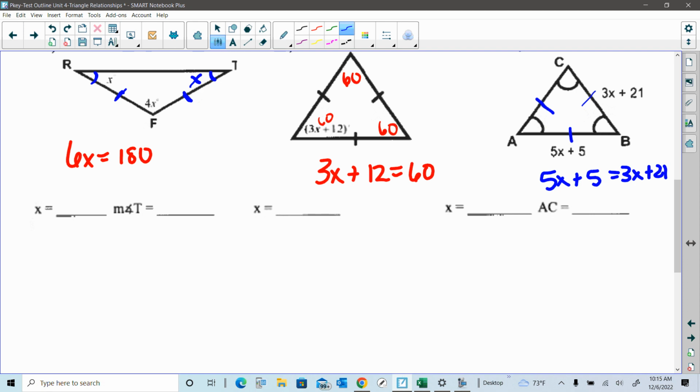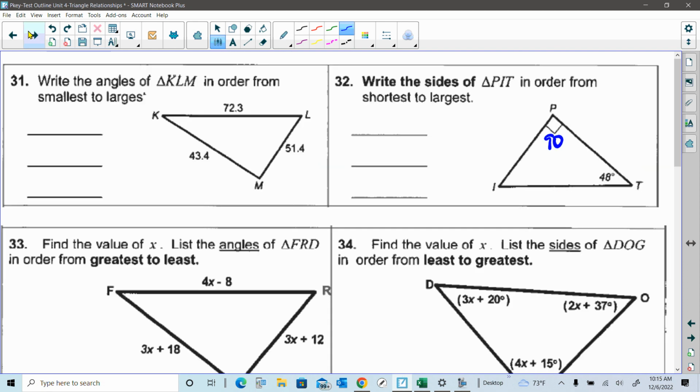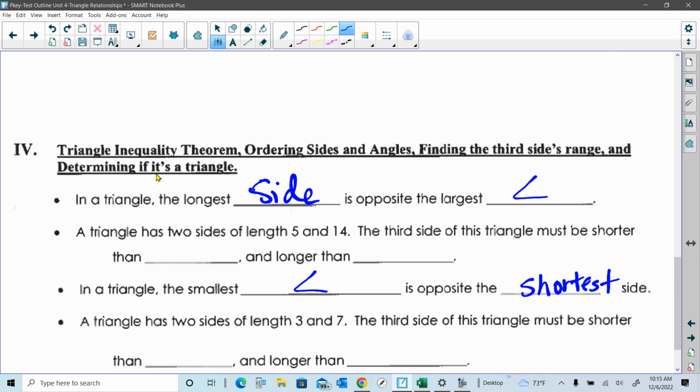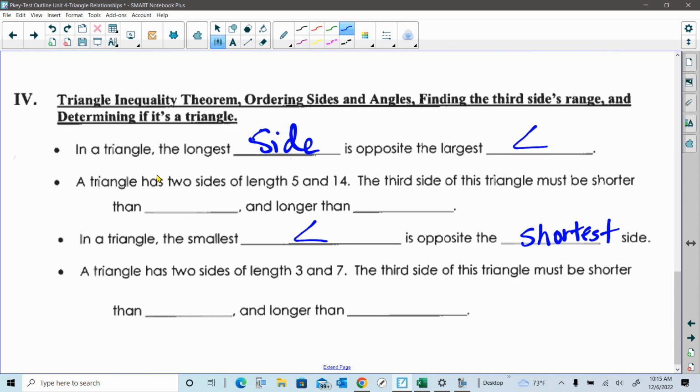All right, and then the last section of the test, oops, did I miss it? It's down here, sorry. It's your triangle inequality theorem. So, oops, I probably should do yellow. And ordering sides and angles. Basically, that's that blue foldable we ended with. In a triangle, the longest side is always opposite the longest angle.